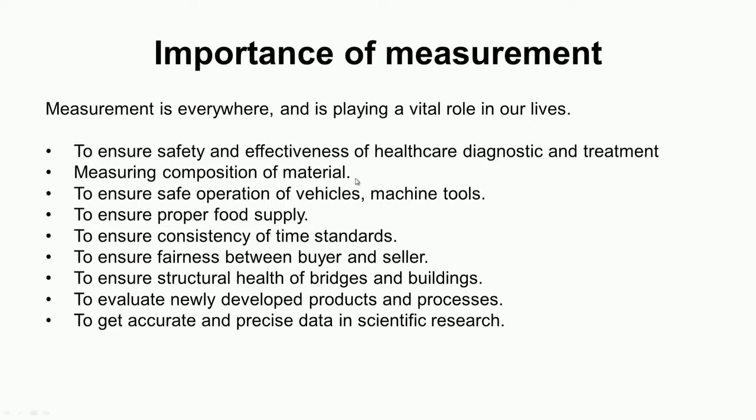Then when we take the example of the manufacturing industry, we measure the composition of material. We look for maybe carbon percentage in steel and other alloying element composition. So if the measurement of these compositions is proper, then we can build good products. Then to ensure safe operation of vehicles and machine tools, we measure parameters like speed of the vehicle or machine tool, what is the feed rate of various slides of the machine tool, what is the vibration level of machine tools or vehicles, whether the machine tools and vehicles are under safe running condition. So to ensure that, measurement is very, very essential.